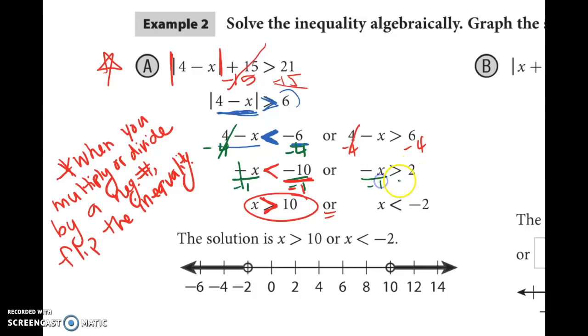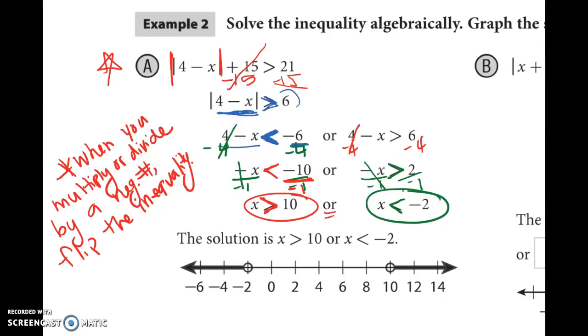I divide by my negative 1, and, oh, dividing by a negative, right? We just talked about this. We have to flip this inequality. So it went from a greater than symbol to a less than symbol. And 2 divided by -1 is -2.